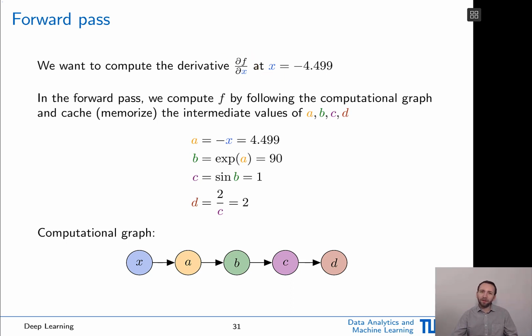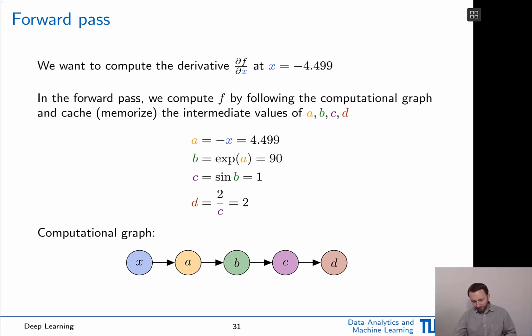So we do this forward pass first to get the intermediate values of all these different functions we are applying. What does it mean? X is minus 4 point whatever. So A, of course, is then plus 4 point because this was the operation. B becomes 90, since we apply e to the power of A to this value. And then C becomes 1 because it's a sine of 90. And then D becomes 2, of course. So this is really just applying the functions.